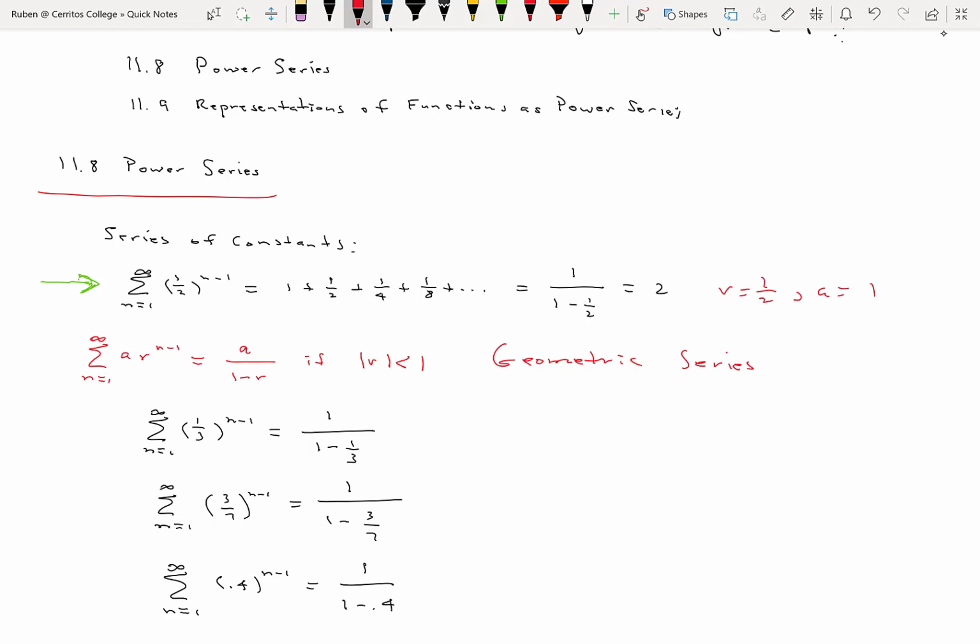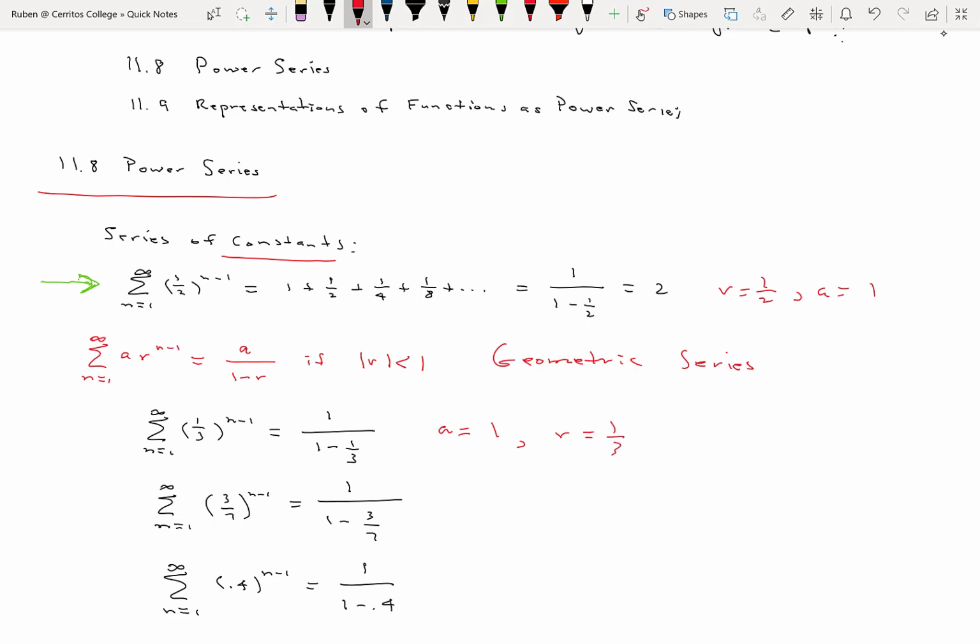So let's look at a few more of these things we're going to refer to now as series of constants. Notice that the things we're adding up, the 1, 1/2, 1/4, 1/8, etc., are constants. That's why we're referring to these as series of constants. The next series of constants would be, instead of (1/2) to the n minus 1, let's say (1/3) to the n minus 1. Again, this is a convergent series. It converges to a over 1 minus r, where a is 1, the first term, and r is 1/3.